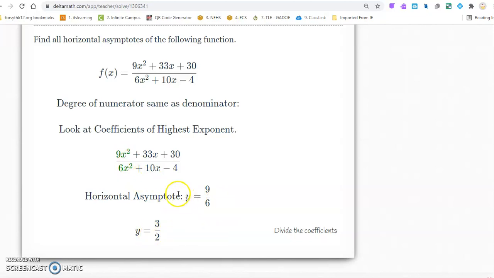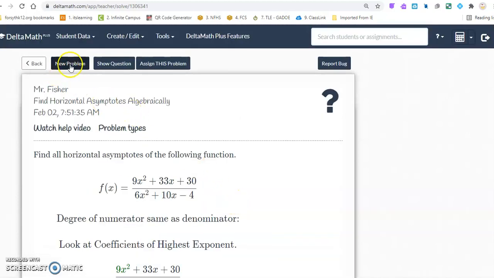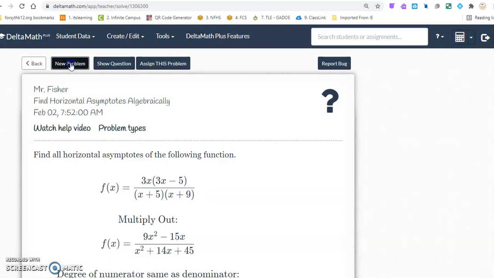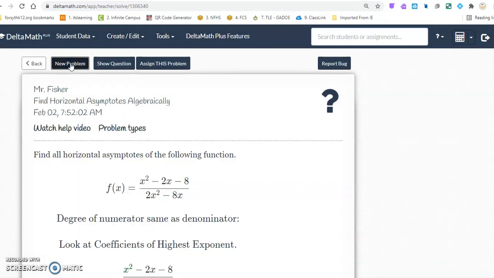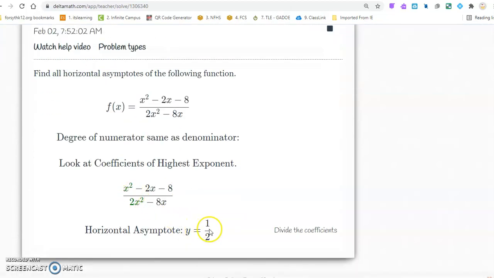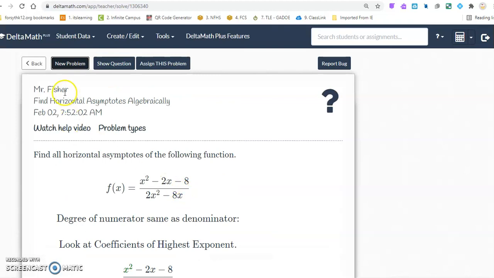So if the degrees are the same, then it's those leading coefficients written as y equals, and it's a line. All right, one more that looks like that, where the degrees are the same. These degrees are the same, x squared, top and bottom. And so it's y equals 1/2, or the leading coefficients, 1 over 2. All right, and so that's one kind of problem you're going to see.